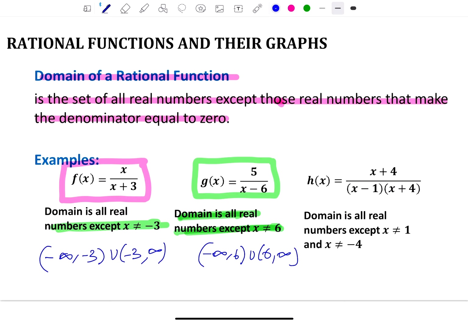Next example, we don't want x to equal positive 1 or x to equal negative 4, because both of those numbers will make the denominator 0. So the domain would be negative infinity to negative 4 union negative 4 to 1 union 1 to infinity.